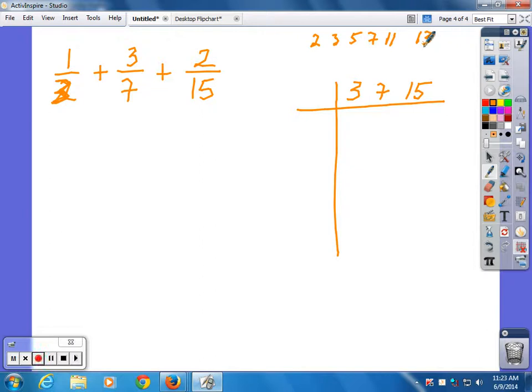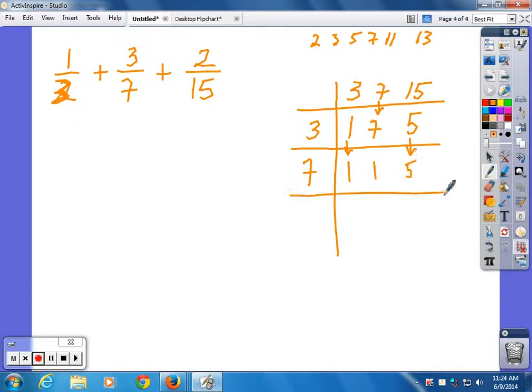So I'm going to pick 3 because that's the first number. 3 divided by 3 is what? 1. Well, 7 divided by 3? No. So you just bring it down. That's what the arrow means. 15 divided by 3 is? 5. Now I'm going to divide by 7. That comes down. There's our other 1. And that comes down. And then 5, this comes down. There, we've got our 1s.